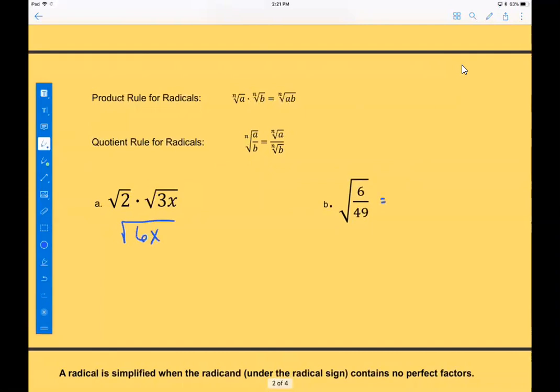For the second one, we're going to do the square root of 6 over the square root of 49. The square root of 6 contains no perfect factors, so we leave it as the square root of 6. And the square root of 49 is a perfect square, so we're going to change that to 7.